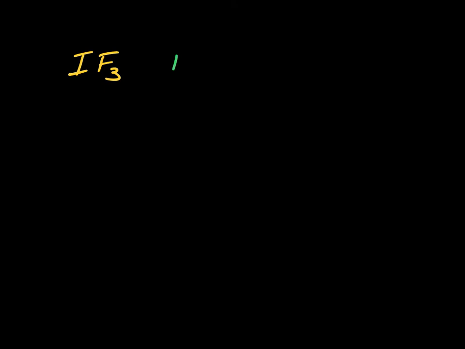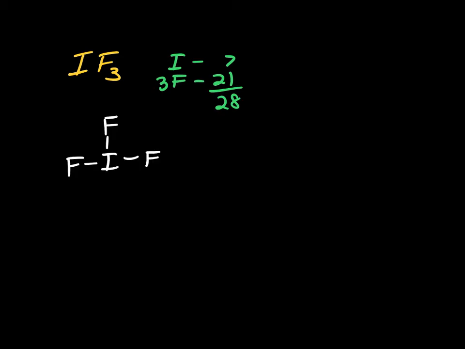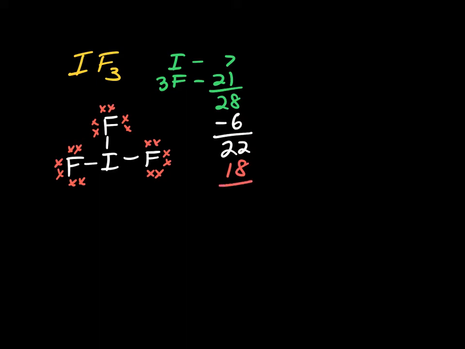With iodine trifluoride, right? Iodine would give us 7 valence electrons. 3 fluorines would give us 21. That's 28. And so we can draw our connected structure. Right? So there's our connected structure. That accounts for 6 electrons, leaving behind 22. Now we can start distributing those around the fluorines. There we were able to put 6 around each fluorine. That's 18 more electrons, but that leaves us with 4 that we need to distribute.